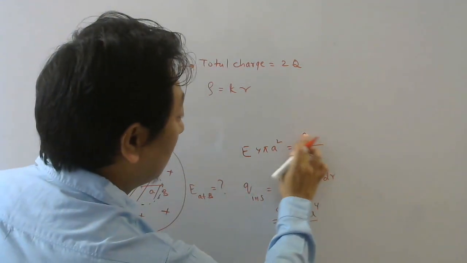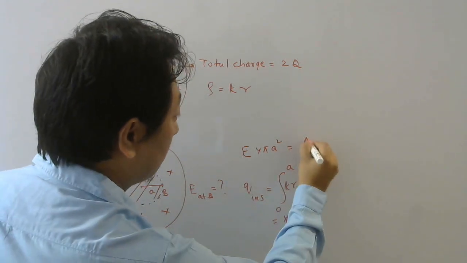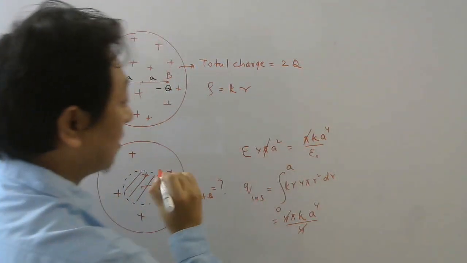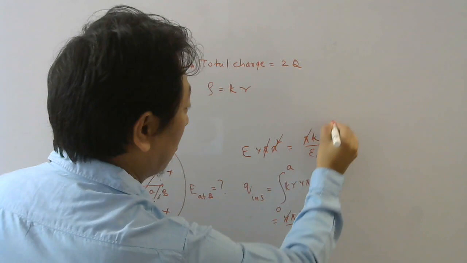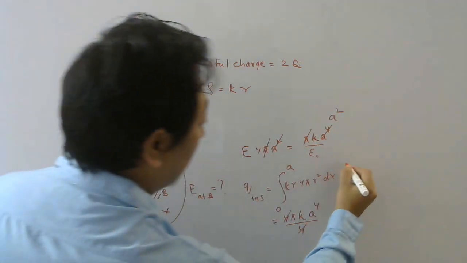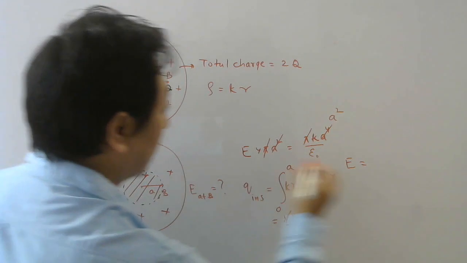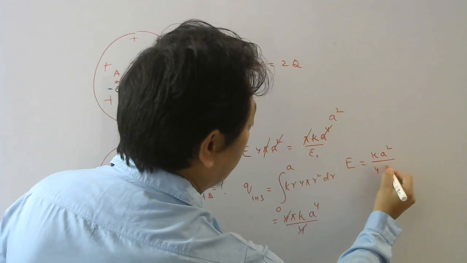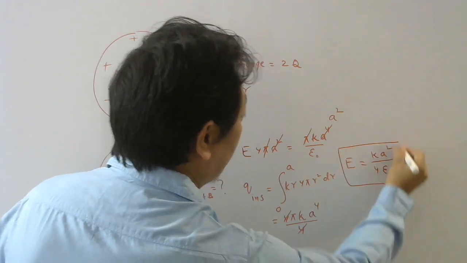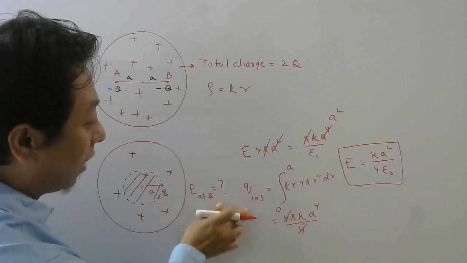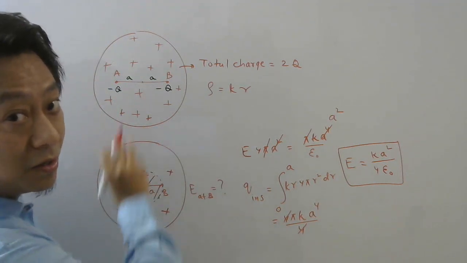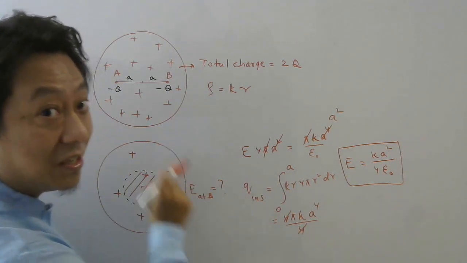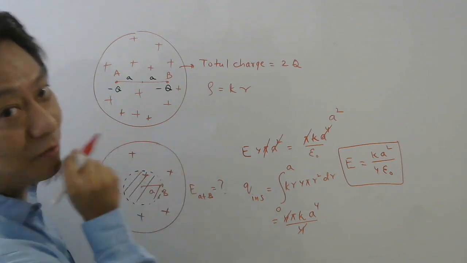So what is the charge inside we found? Pi k a power 4. And here you can see pi will cancel. So here a square and a power 4 will also cancel. So finally, what is the electric field we found at this point? K a square by 4 epsilon naught. So this can be found very easily provided you know the shortcut of how to write Gauss's law if the electric field is radially outwards, which happens for spherical charge, and how to find charge inside a spherical Gaussian surface, right?